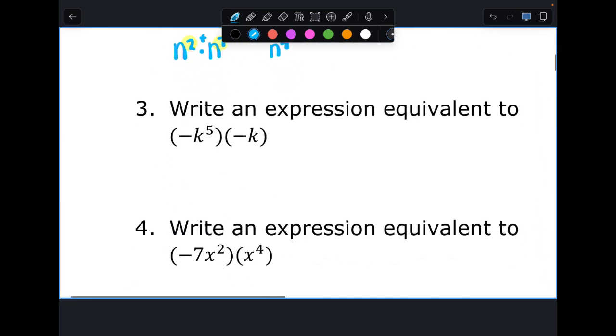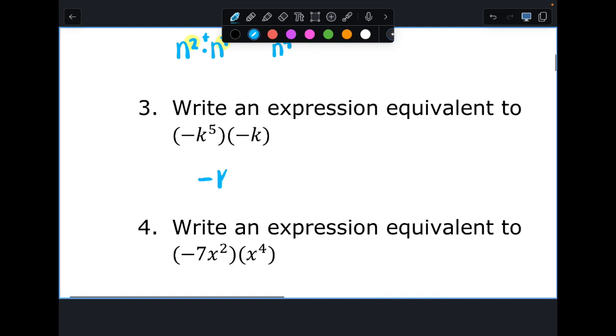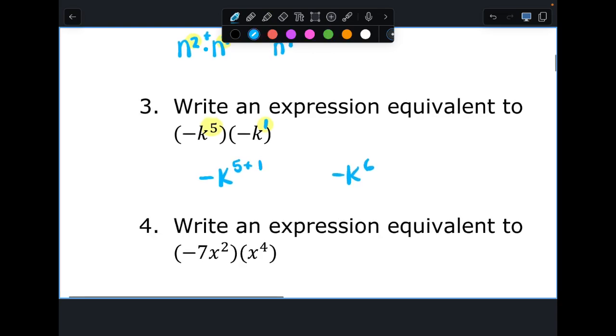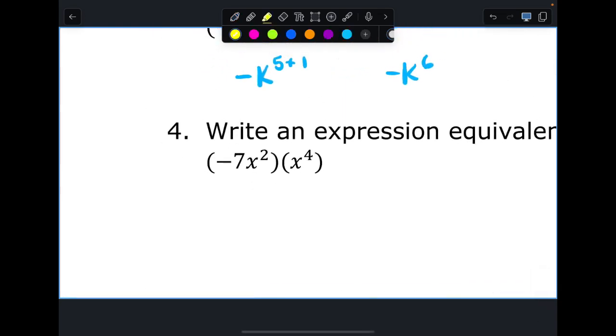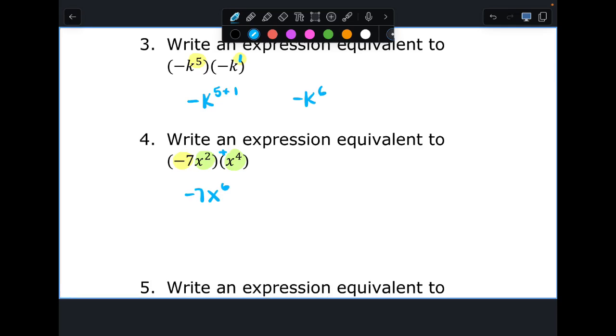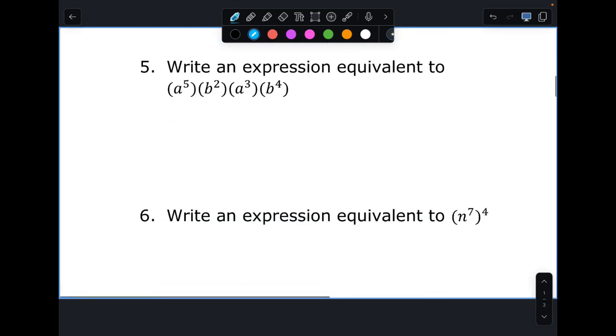Next one, same thing, but we're adding what numbers? 5 plus 1. When you don't have an exponent, fill it in with the number 1. 5 plus 1 is 6. Number 4, you do group, but -7 doesn't group with anything. And then when you group the x's, what do you do with the exponent? Add them, so you get x to the power of 6. It doesn't change up until number 6. So, yeah, we keep going.